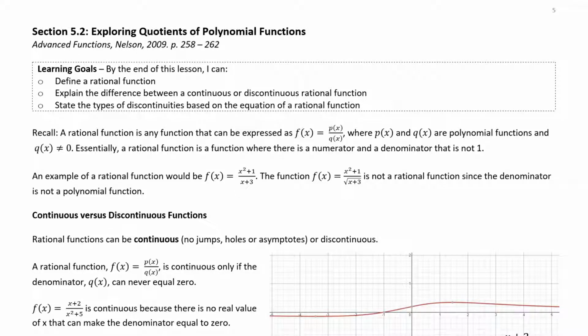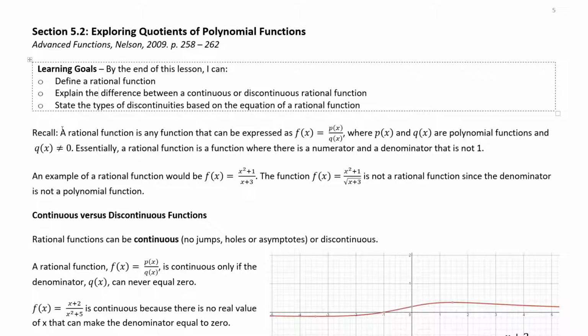Section 5.2, Exploring Quotients of Polynomial Functions. By the end of this lesson, you should be able to define a rational function, explain the difference between a continuous or discontinuous rational function, and state the types of discontinuities based on the equation of a rational function.